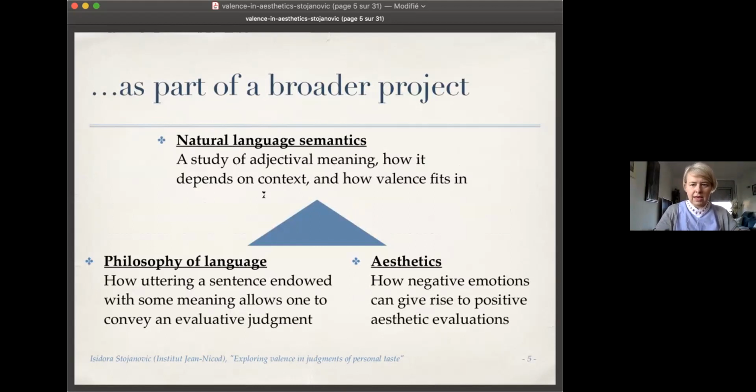So again, as Tereza mentioned in her introduction, my primary interests are in natural language semantics and philosophy of language, but it connects with aesthetics. So there is a range of issues where interdisciplinarity is really required. On the one hand, in natural language semantics, what we do is that we study meaning. We get models of linguistic meaning, and in particular, the study of adjectives as a lexical class has been very important.